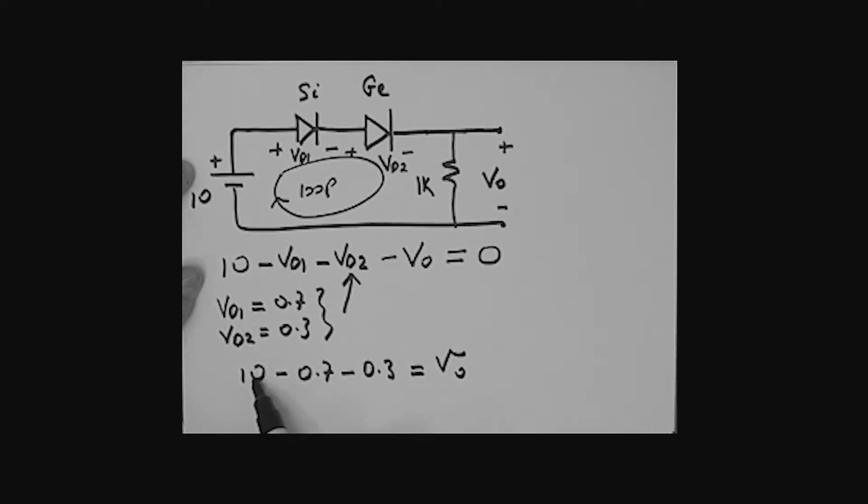So what do you have? You have 10 minus 0.7 minus 0.3. Therefore, this VO then is simply equal to 9 volts. Okay, so VO is equal to 9 volts. All right, a relatively simple problem. Really what we've looked at here are two series circuits. Okay, we'll consider a slightly more involved problem.